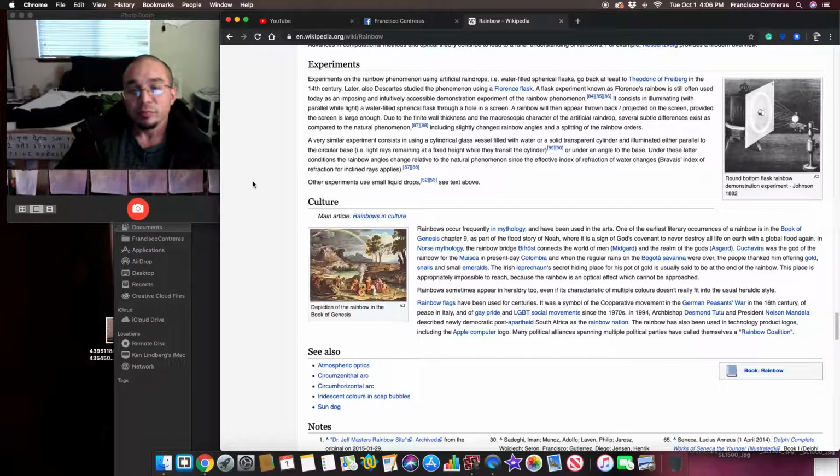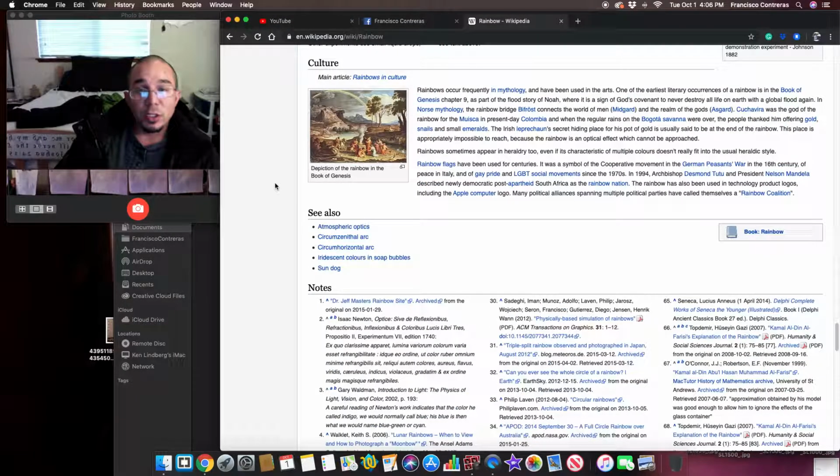See text above. Culture. Rainbows occurred frequently in mythology and have been used in the arts. One of the earliest literary occurrences of the rainbow is in the book of Genesis, chapter 9, as part of the flood story of Noah, where it is a sign of God's covenant to never destroy all life on earth with a global flood again. In Norse mythology, the rainbow bridge Bifrost connects the world of man, Midgard, and the realm of the gods, Asgard.